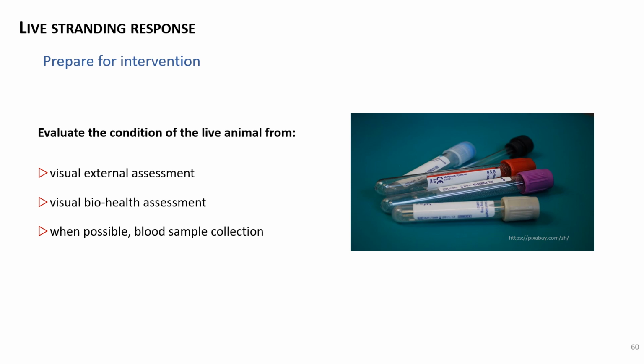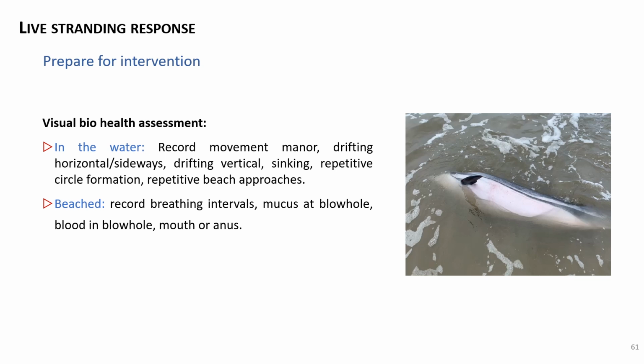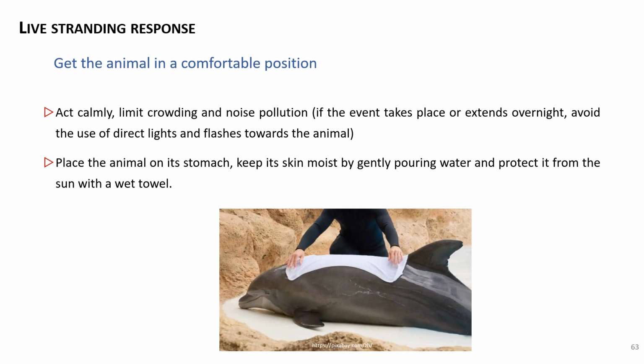Evaluate the condition of the live animal from visual external assessment, visual biohealth assessment, and when possible, take a blood sample. The visual biohealth assessment could be done in the water or on the beach. So in the water, you can record the movement manner: drifting horizontal sideways, drifting vertical, sinking, repetitive circle formation, repetitive beach approach. If the animal is on the beach, we can record breathing intervals, mucus at the blowhole, blood in the blowhole, mouth or anus. This is important.